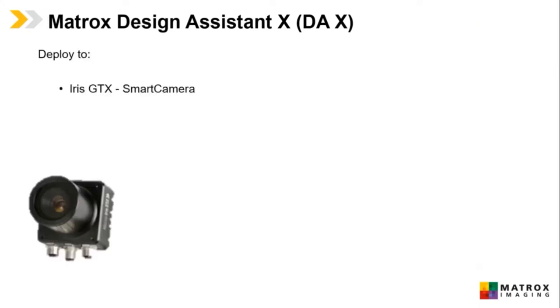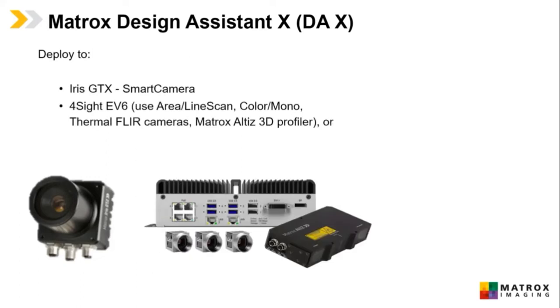And like I mentioned, the same interface enables you to build systems that can be deployed to our smart camera, like the Iris GTR or GTX, our latest generation smart camera. And this becomes a headless device, an autonomous device that once deployed, is able to do inspection. You can also build applications that can be deployed to a Matrox industrial PC, like the Foresight EV6. And for example, grab from one or multiple area or line scan cameras or thermal cameras, or even 3D applications with the Matrox Altice profiler.